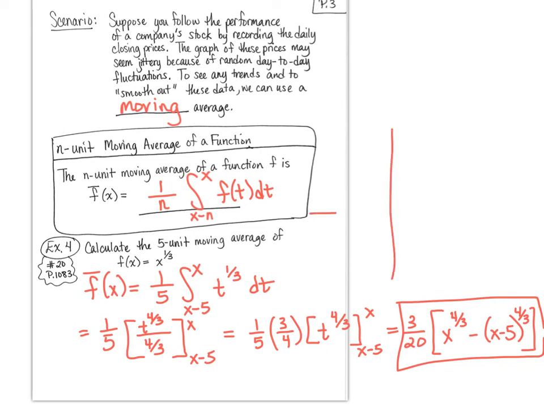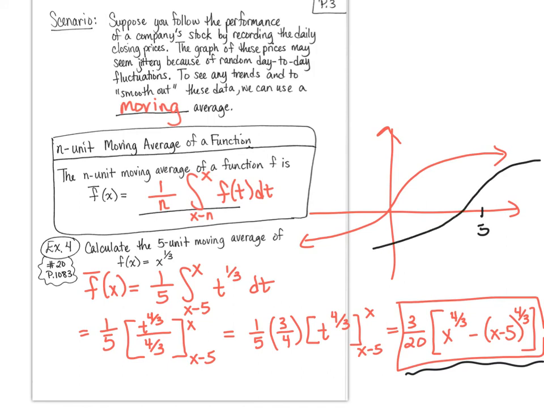So it means that we started out with, this is our graph, our x to the 1/3, and then our final answer, which is the moving average, means it moved it over like that. Okay, so that's a 5-unit moving average of the function f of x equals x to the 1/3. Okay, that's it.